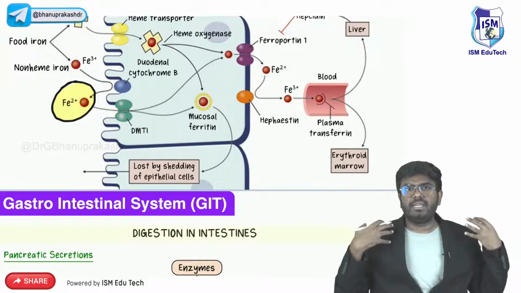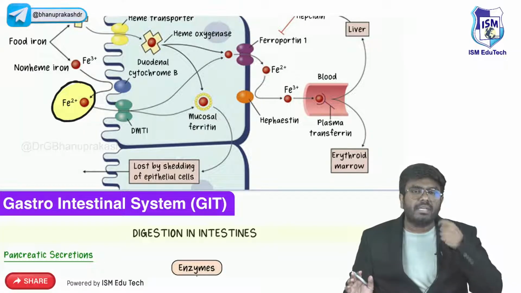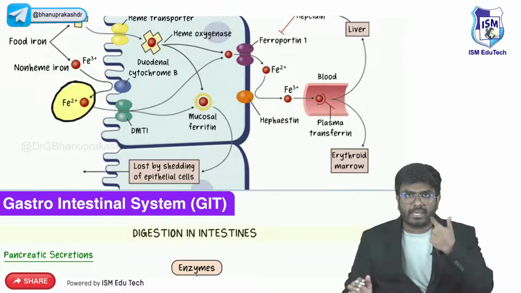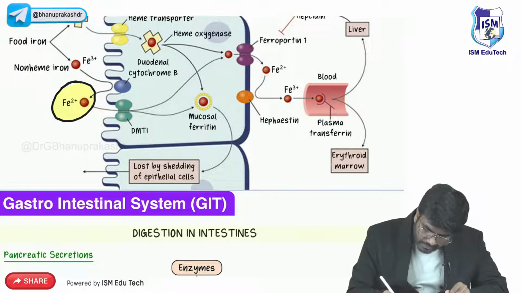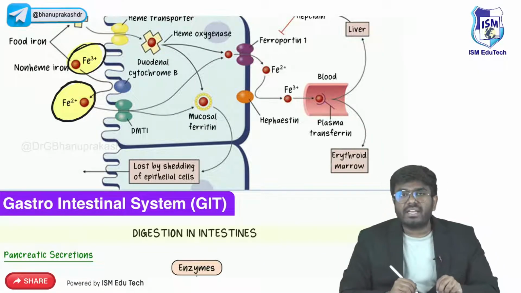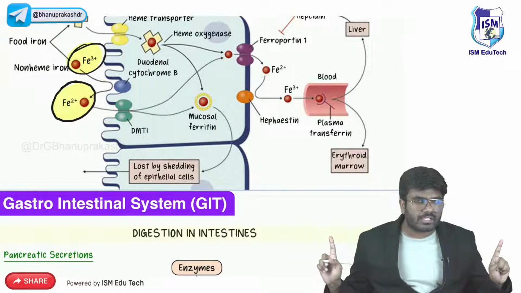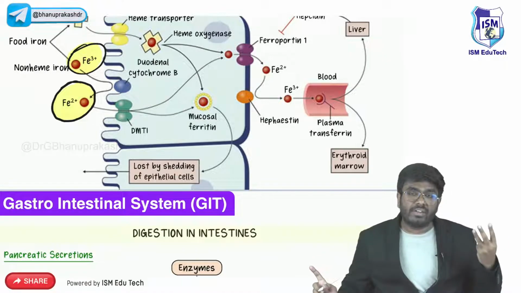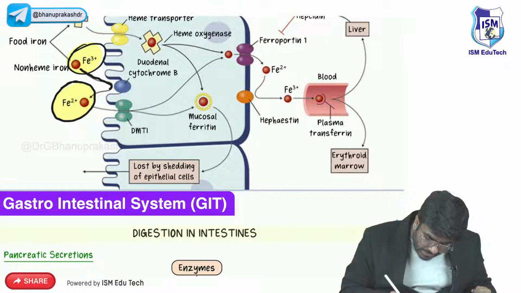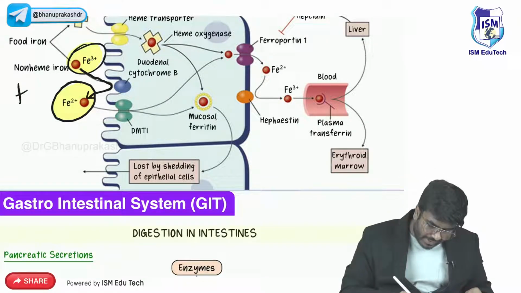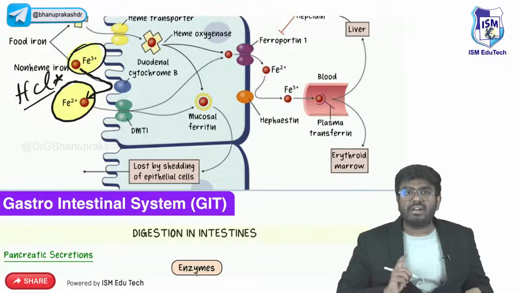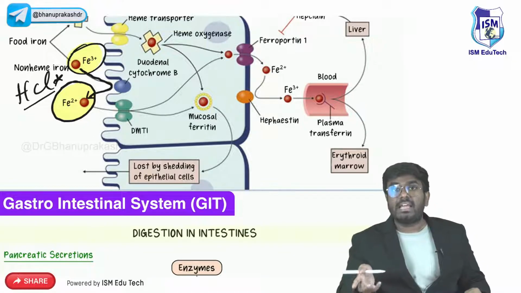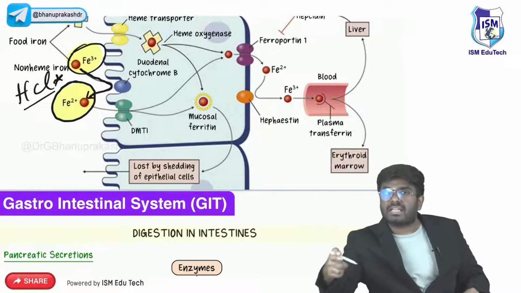But imagine I am a pure vegetarian. If I'm taking plant products, which form of iron will I get? Fe3+ form of iron. But do you think Fe3+ form of iron is absorbable? No, Fe3+ form of iron is not absorbable. But I don't have any problem, because this Fe3+ form of iron is converted into Fe2+ form with the help of acid. The acid present in my stomach will convert the Fe3+ form of iron into Fe2+ form. Ferric iron will be converted into ferrous iron.